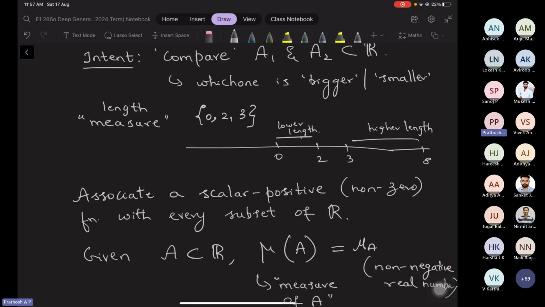Yeah, the set of naturals is a subset of R. Okay, it's a valid subset of R. That also has a measure. In fact, the Lebesgue measure of a discrete subset of R is 0.